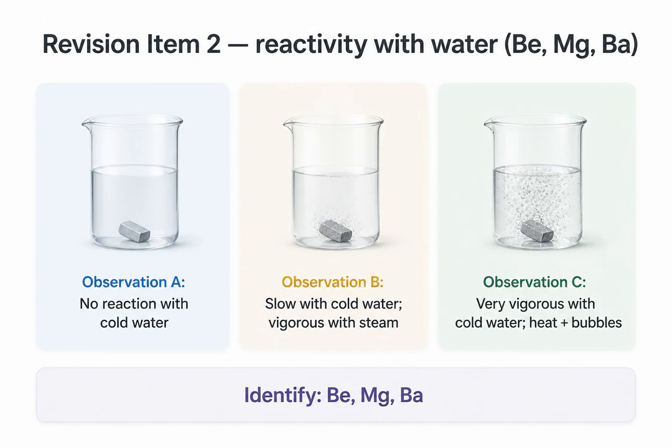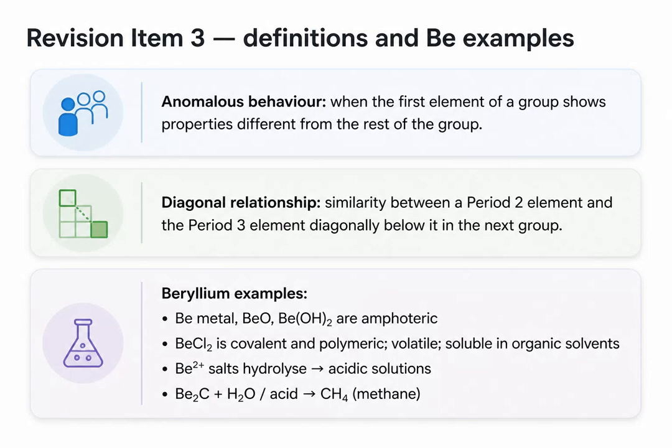For the water reactivity question, beryllium is the one that shows no reaction with cold water, largely because of its protective oxide film and its relatively low reactivity. Magnesium reacts only very slowly with cold water, but reacts vigorously with steam, producing magnesium oxide and hydrogen. Barium is the one that reacts very vigorously with cold water, giving barium hydroxide and hydrogen, with noticeable heat and bubbling. For definitions, anomalous behavior means the first element in a group behaves differently from the rest. Beryllium in Group 2 is the classic case.